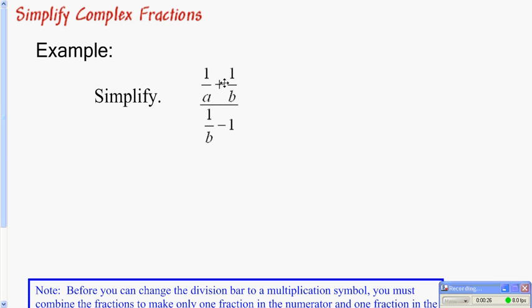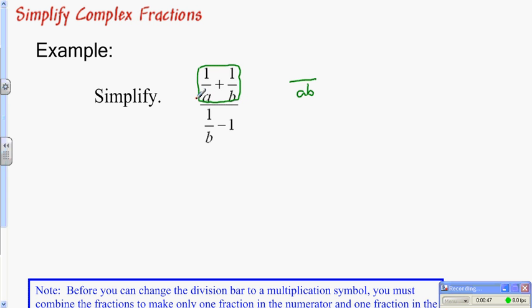Before we can approach this like we did in the past, we have to make sure that we have one fraction on the top and one fraction on the bottom. So we have to focus on each piece separately for a moment. If we look at just this piece, we say to ourselves, what's the common denominator? And that would be AB. So how do we get that to have a denominator of AB?